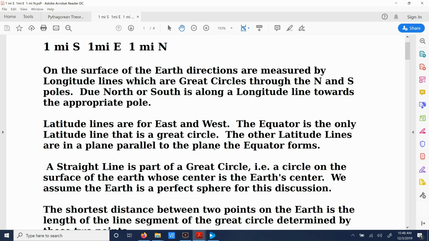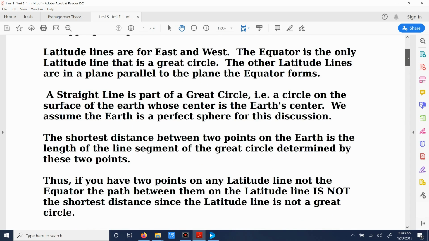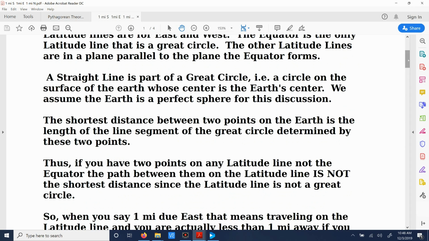Now, a latitude line, therefore, is not what would be called a straight line because it's not the shortest distance. The shortest distance between any 2 points on Earth is determined by the length of the line segment of the great circle that's determined by these 2 points. So if you have 2 points on a latitude line that are due east and west from each other, and you go to them on the latitude line, you're not going the shortest distance, and every navigator knows that.